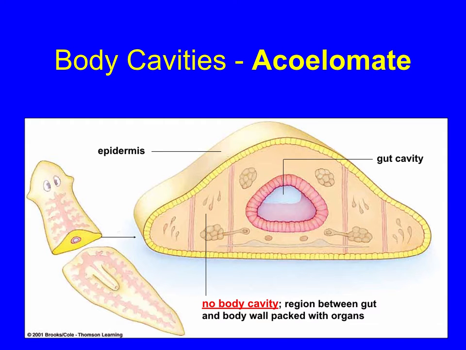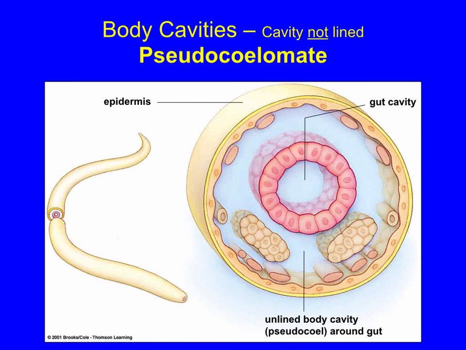So when we look at types of body cavities, we have acoelomate. An acoelomate has a gut body cavity only. Okay? So there's no other cavity. All right? In this example, we see the image of the gut cavity in the epidermis.